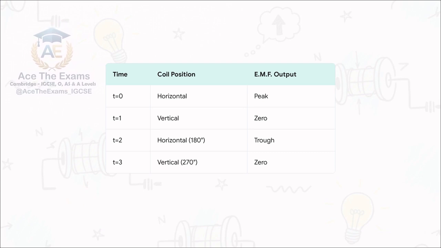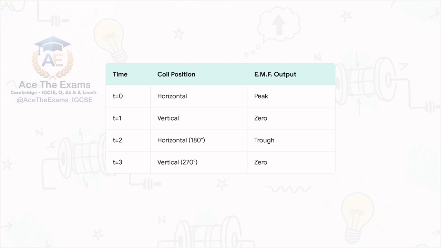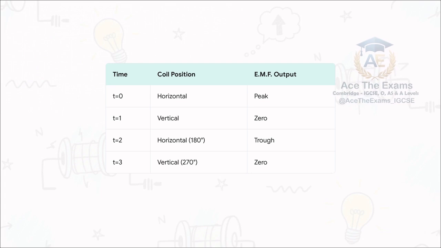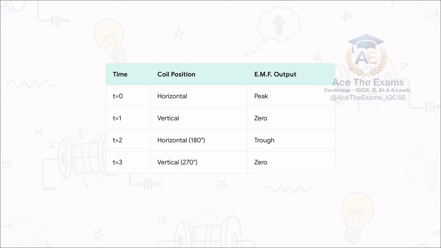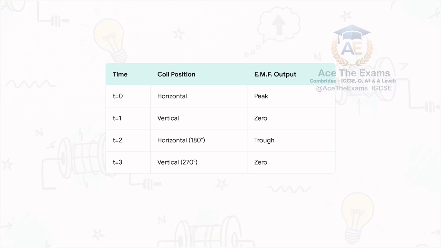Conversely, when that coil rotates 90 degrees to the vertical position, the sides of the coil are moving completely parallel to the magnetic field lines. For that brief instant in time, they are not cutting any field lines at all, zero. The rate of flux cutting is zero, so the induced EMF drops to exactly zero.